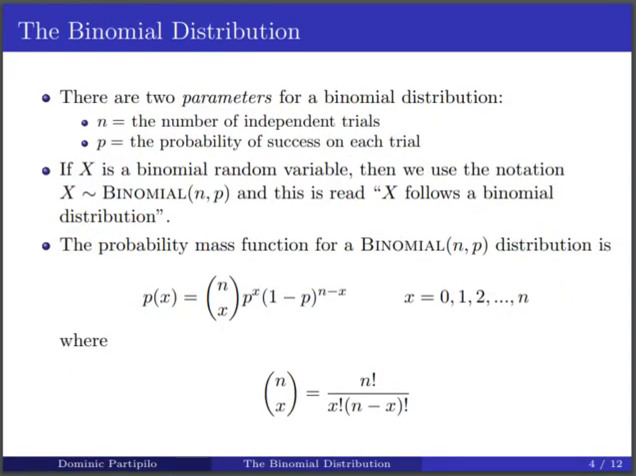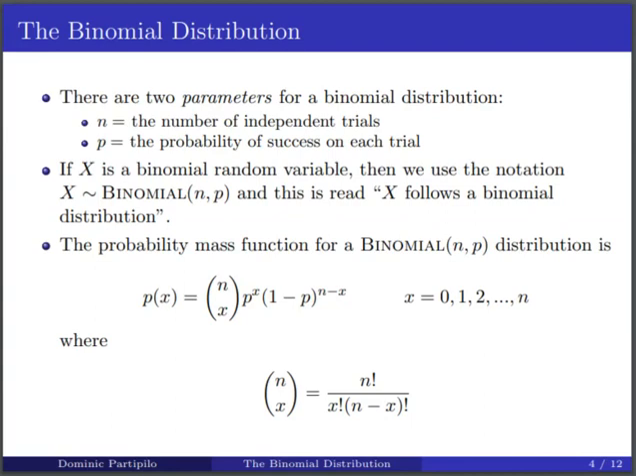So now let's define the binomial distribution. There are two parameters for a binomial distribution. And remember, when we were talking about the normal distribution, we had the same thing. We had a mean and we had a variance. With the binomial distribution, our parameters are going to be n and p. And remember, n represents the number of independent trials, so that could be the number of coin flips or something. And p represents the probability of success on each trial. So for coin flips, p would equal 0.5. Whether we're interested in heads or tails, it would be 0.5.